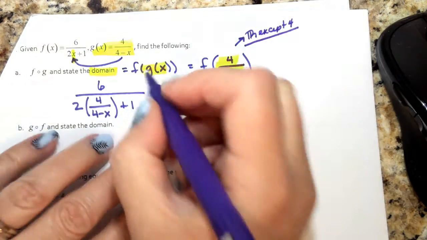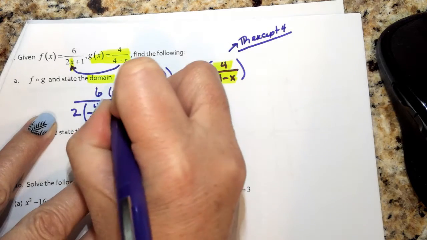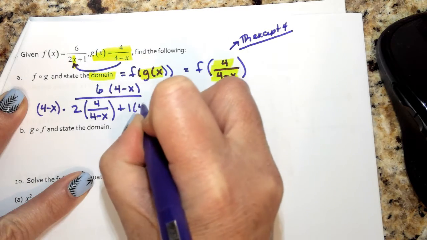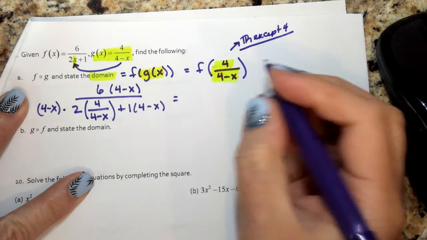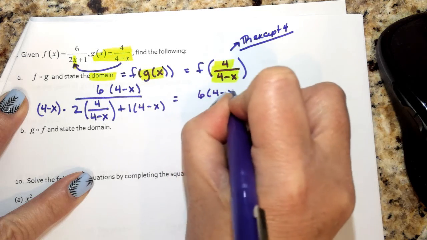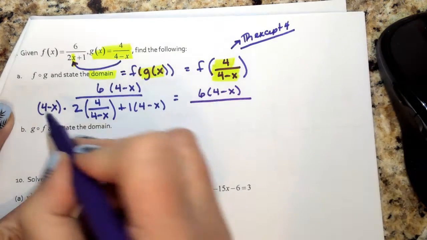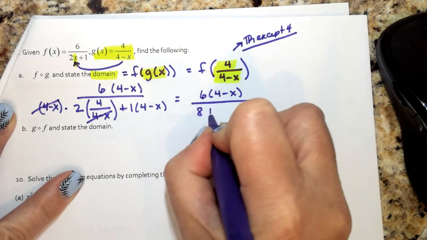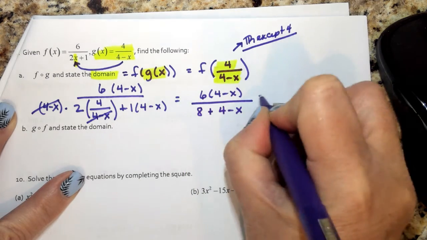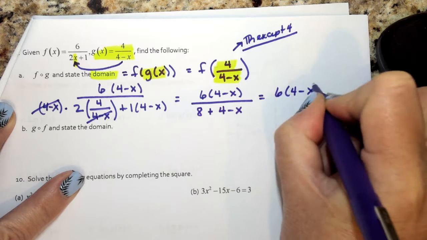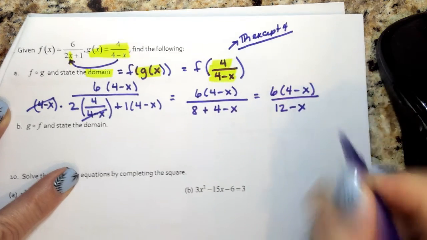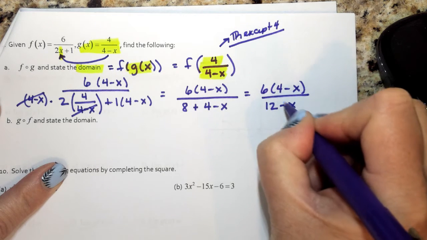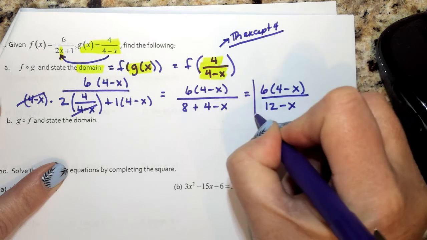So now I have a complex fraction to simplify. What I'm going to do is multiply everything by my LCD. Remember, to simplify any complex fraction, you multiply by the LCD. So in the numerator, I now have 6 times 4 minus x over, and when you multiply by the LCD, the 4 minus x is going to cancel out. 2 times 4 is 8, plus 1 times 4 minus x. So that gives me 6 times 4 minus x over 12 minus x. I can't simplify because I do not have that 6 with an x in the denominator, so this is going to be my final answer.